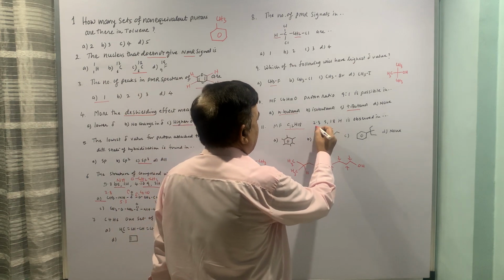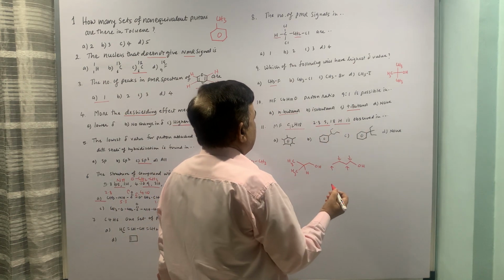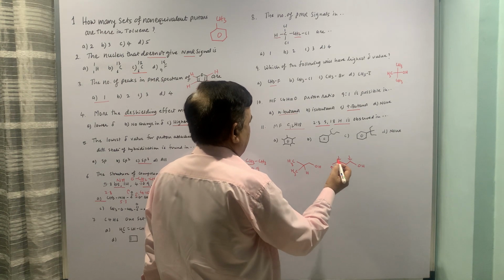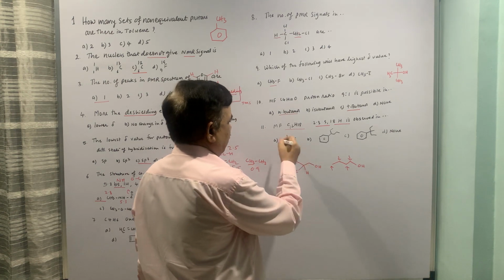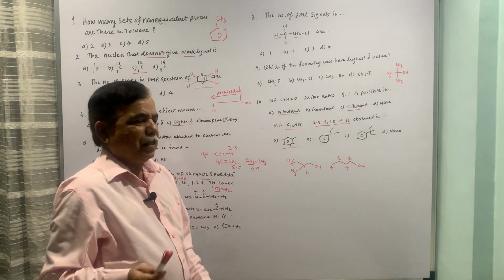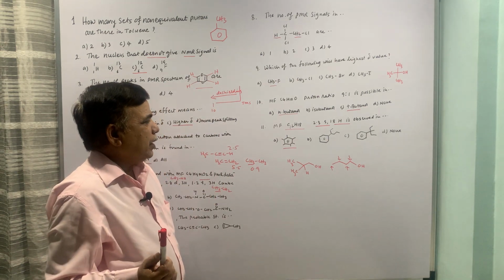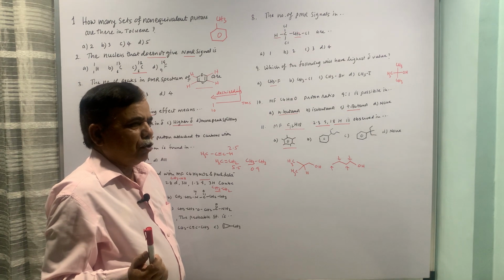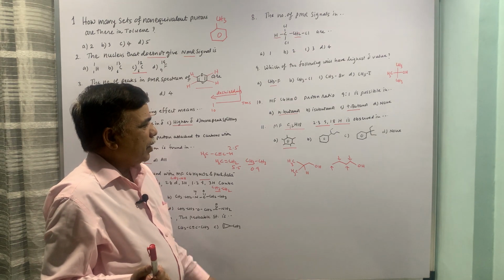C12H18: an 18-proton singlet is possible in this compound, because all methyls are chemically equivalent and they are going to display a singlet at 2.1 or 2.2 delta.